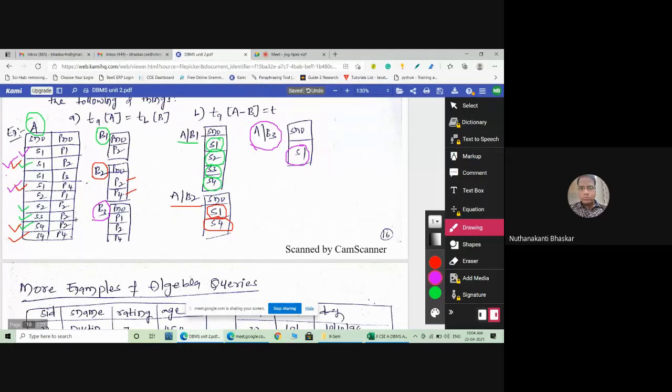Like that, S2 you check. S2 has only P1, P2. But I want P1, P2, and P4. It is not possible. Now S3, only P2 is there. It is not possible. S4, only P2, P4 is there. But we need P1, P2, so S4 is also not possible. So this is what exact A by B3 is: S1 only. Clear? This division operation is clear, everyone?